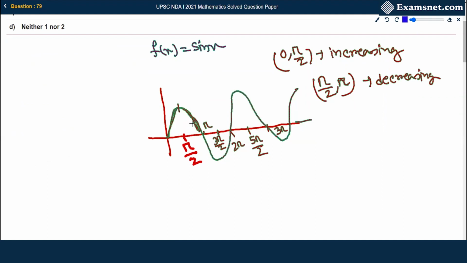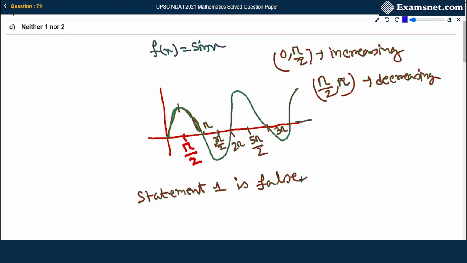Now again, 0 to pi, f of x increases, that is not true, because we see from the graph that from pi by 2 to pi, sin x is decreasing. So here statement 1 is false. f of x is not increasing in the interval 0 to pi. First it's increasing, then it's decreasing again. So statement 1 is not true.